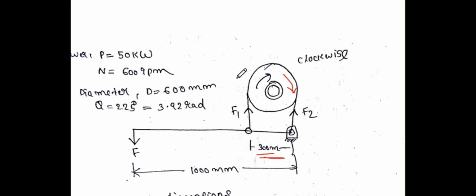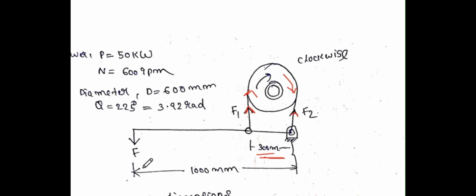You can see from the figure that since it is in the clockwise direction, this part will have higher tension than this one. Keep that in mind because this is clockwise rotation. The drum is moving like this, so this part experiences more tension than this part. That's the general convention. If it were anti-clockwise, this part would have high tension. Here it is clockwise, so F1 will have the very high tension.